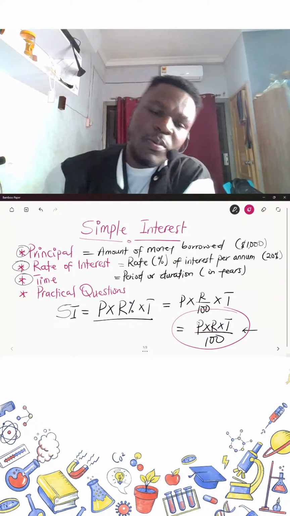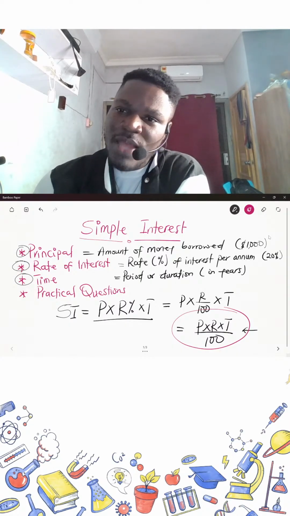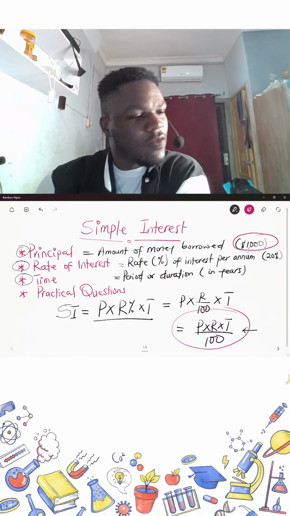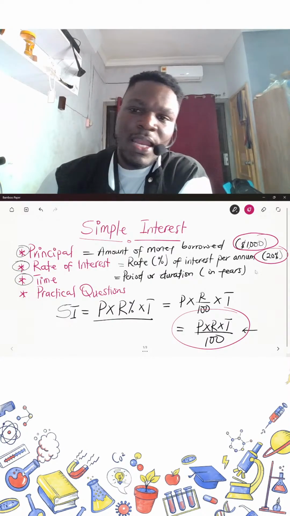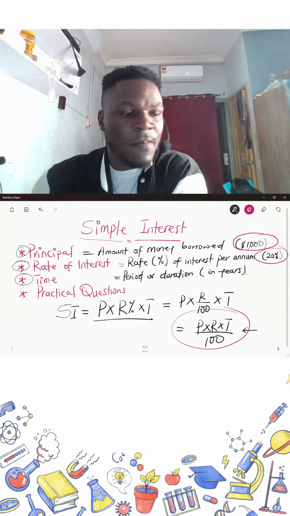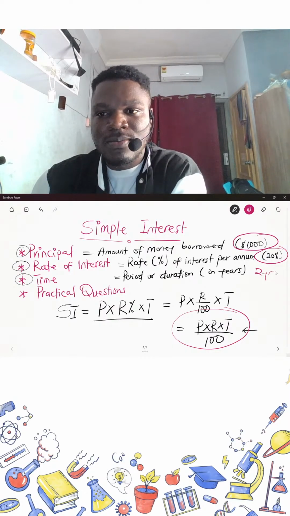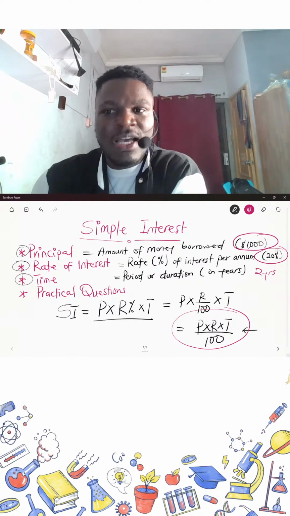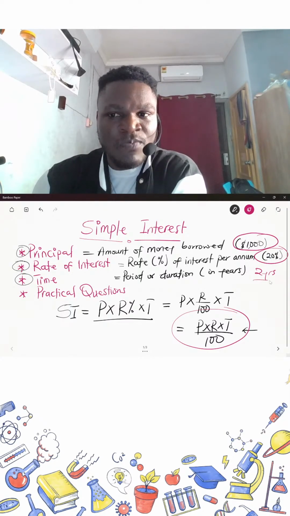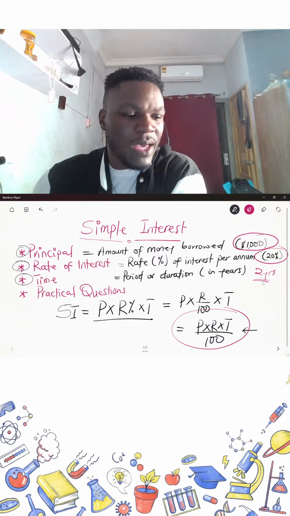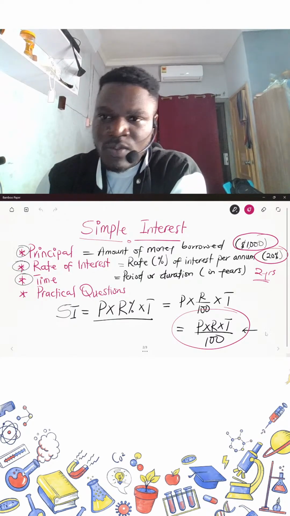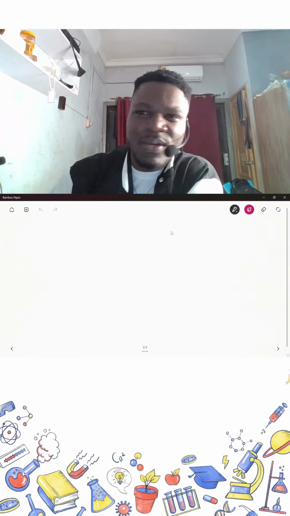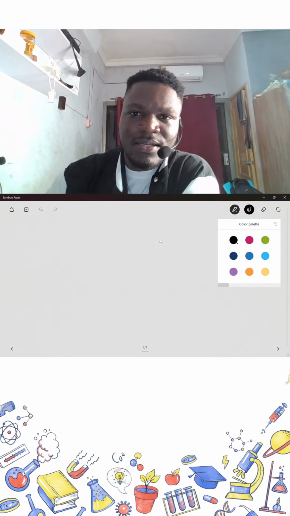Okay? So for example, let's assume that I borrowed this amount of money, which is $1,000 at 20%, and I'm supposed to pay within 2 years. So it's $1,000 at the rate of 20%, and I'll pay within 2 years. Let me calculate the interest that I will pay at the end of the year. So that is the problem that we have. So let's look at that. So let me quickly write it in a way that we can see.